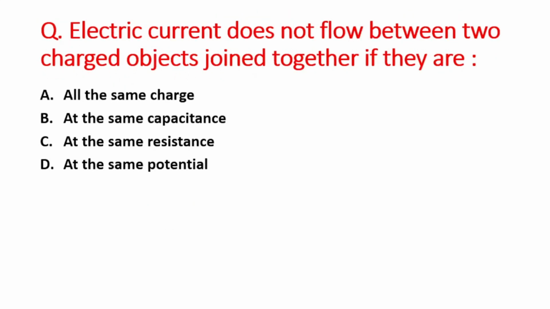Next question is: electric current does not flow between two charged objects joined together if they are A option is all the same charge, B option is at the same capacitance, C option is at the same resistance and D option is at the same potential. So the right answer is option D, that is if these two charged objects which are joined are at the same potential then there is no flow of electric current. That is option D is the right answer.